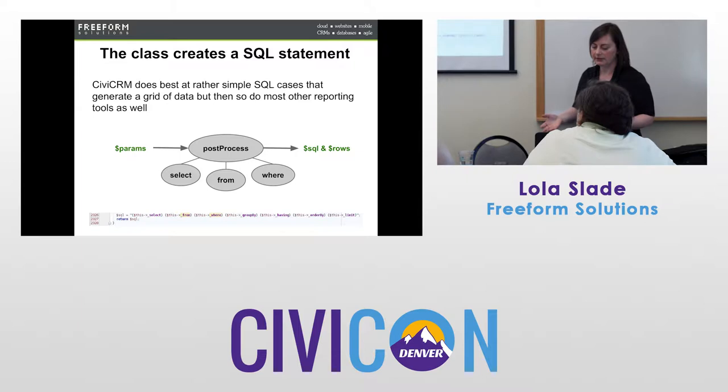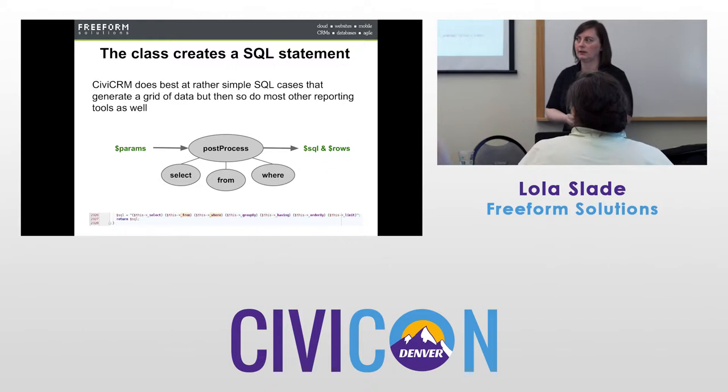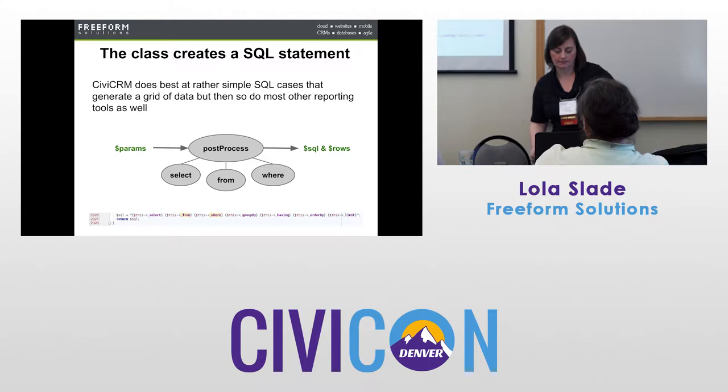Because of this limitation of building up the string in pieces like that, CiviCRM does still do best at relatively simple cases to generate a grid of data, because you're still just working with a single SQL statement and you don't have a class structure like you do with something like Doctrine, where you can add pieces in front and back, et cetera. You have to make sure everything's concatenatable a little bit. That could be tricky in complex cases.